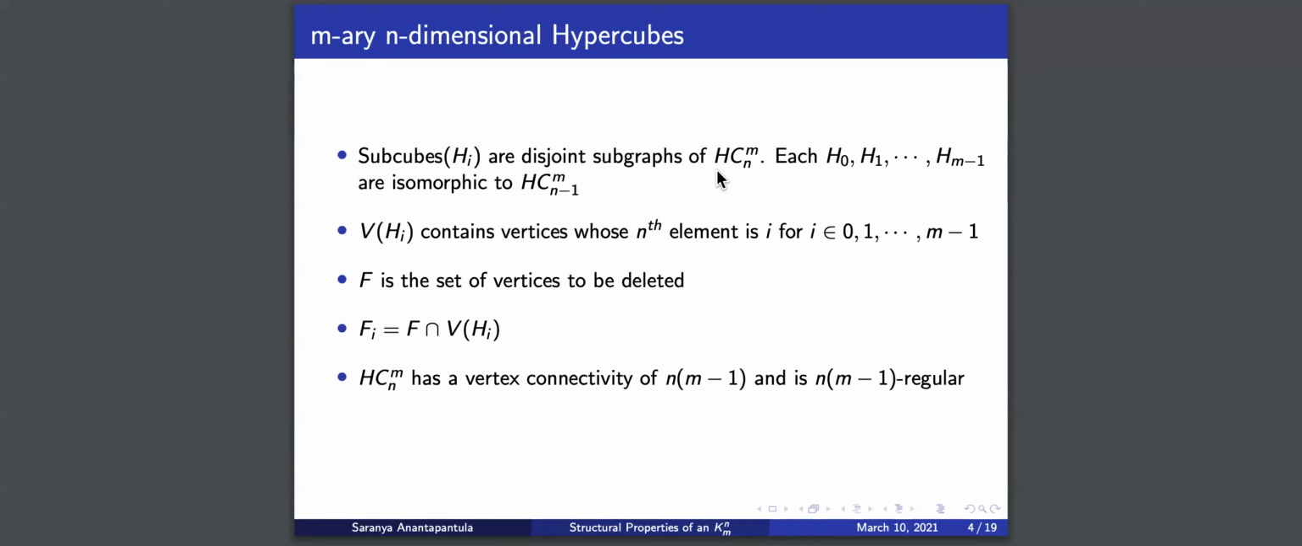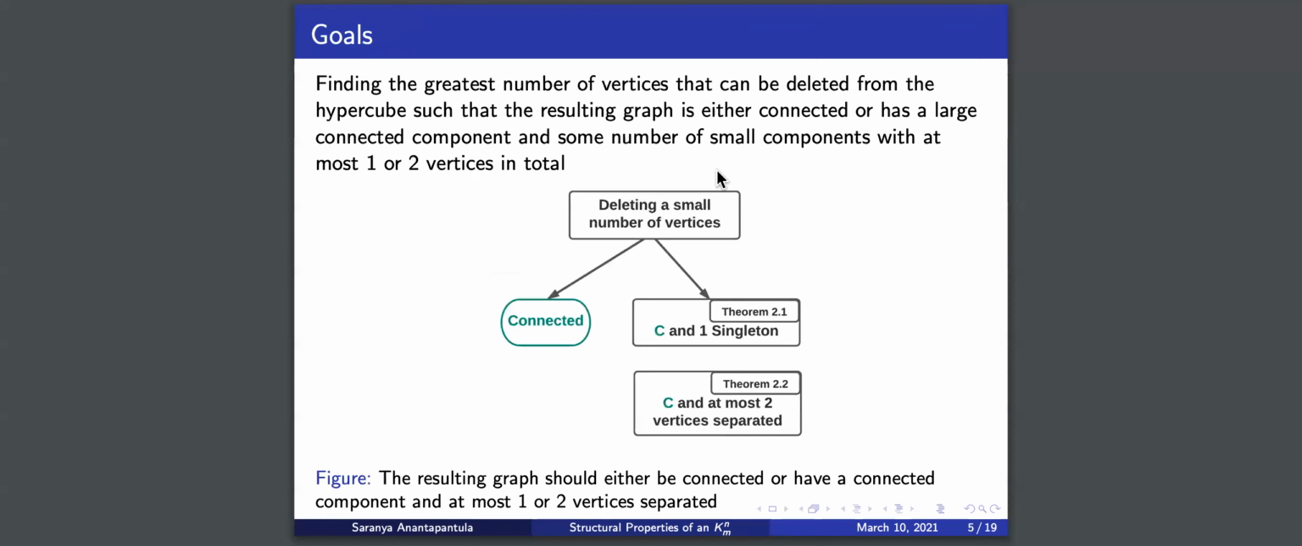Because we're looking at the connectivity properties of a hypercube, let's say that F denotes the set of vertices deleted from the graph, while Fi is the set of vertices deleted specifically in the Hi subcube. We also know that a hypercube has a vertex connectivity of n times (m-1), meaning if we delete fewer than n times (m-1) vertices, the graph will still stay connected. So HC_m^n is n(m-1) regular. There are a couple of properties of hypercubes that are very important for these proofs, and that's what they were.